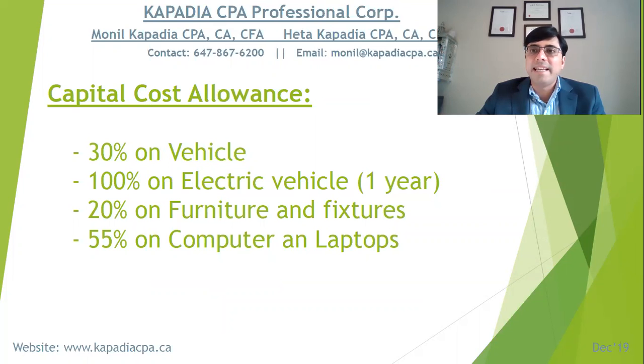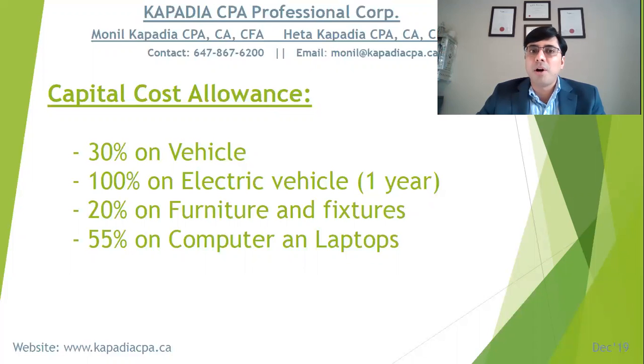So for example, if you're using any asset in your business, you can claim depreciation. The rates for 2020 year are as below. If it is a passenger vehicle, you can claim 30%. If it is an electric vehicle, there is an incentive where you can claim complete 100% in 1 year for the use of the vehicle to the maximum of $55,000. So say for example, you bought a $55,000 electric vehicle. In the same year, you can depreciate all 100% and claim against your income. A very good incentive and a good tool to be utilized to save your taxes. 20% is on furniture and fixture and 55% on computer and laptops.